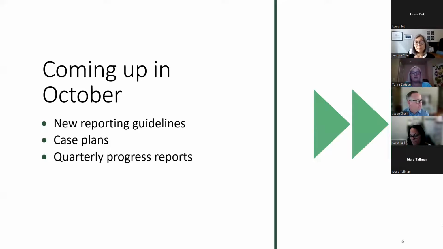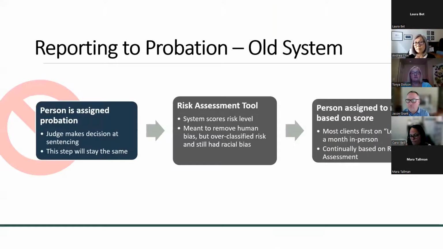In the next few slides, we're going to cover the new classification system as well as a few other new policies that are going to go live in October. And those are the new reporting guidelines, case plans, and quarterly progress reports.